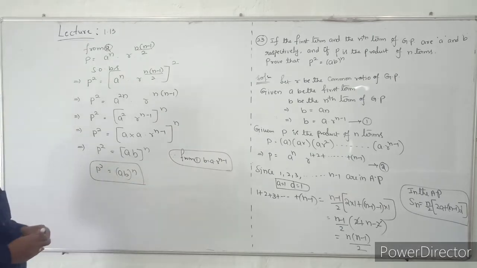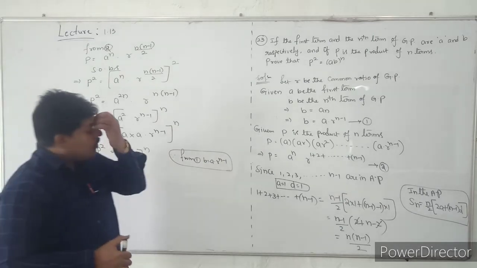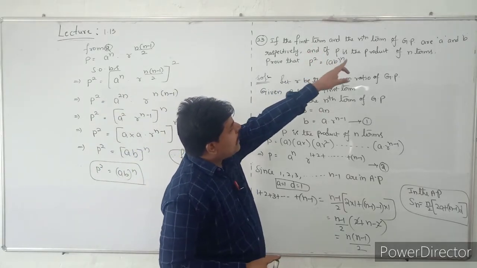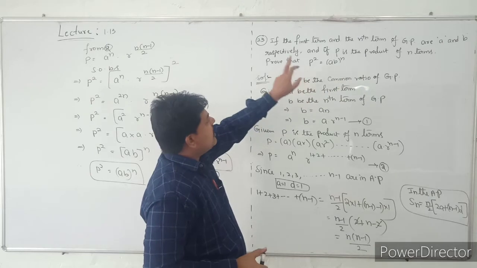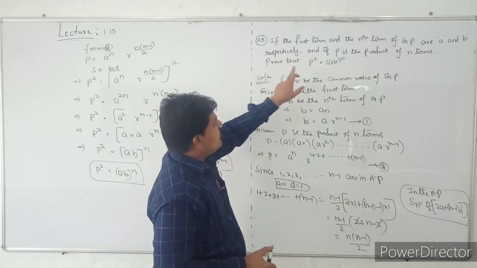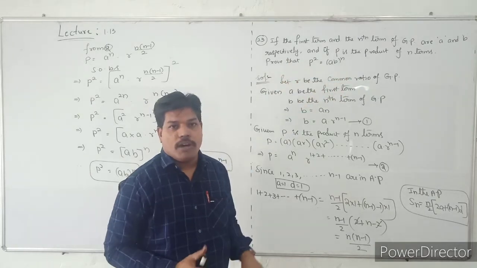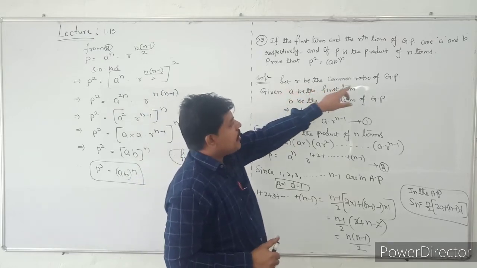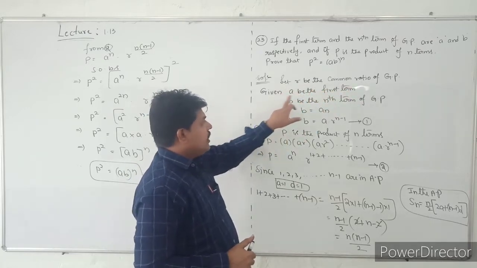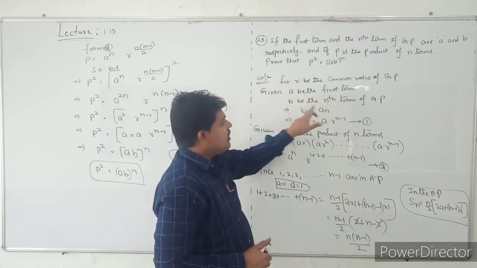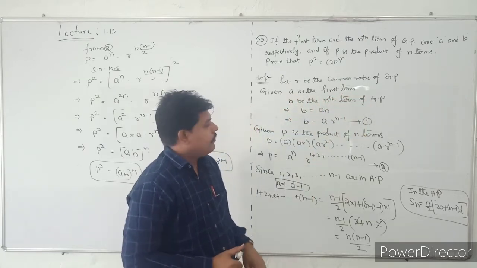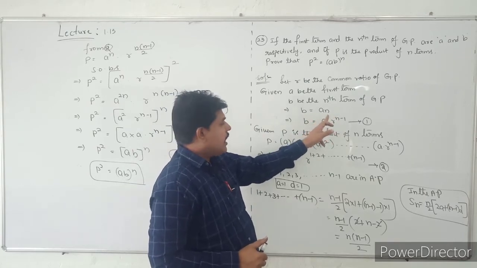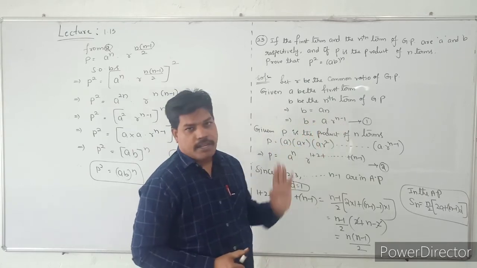See students, once again the question. What is the question they have given? The first and the nth terms of a GP are A and B respectively. If P is the product of n terms, prove that P square is equal to (AB) whole power n. So first I am taking that let r be the common ratio of the GP, given A be the first term and B be the nth term of the GP. So B is equal to An. Why? Because B is the nth term. An is nothing but A into r power n minus 1.